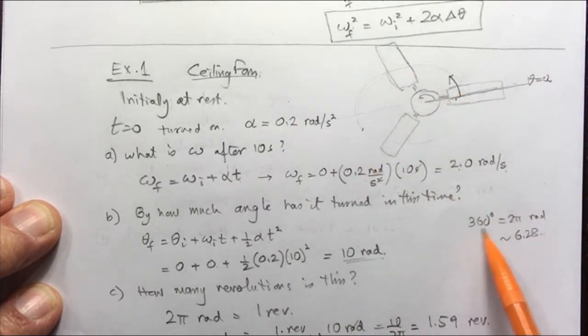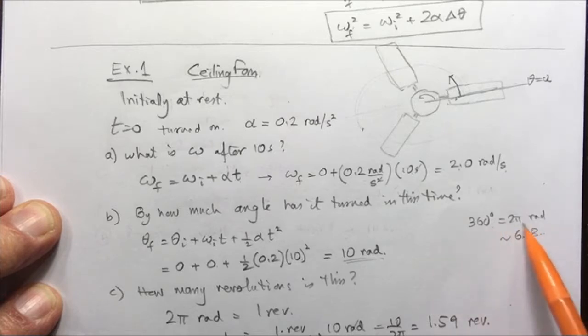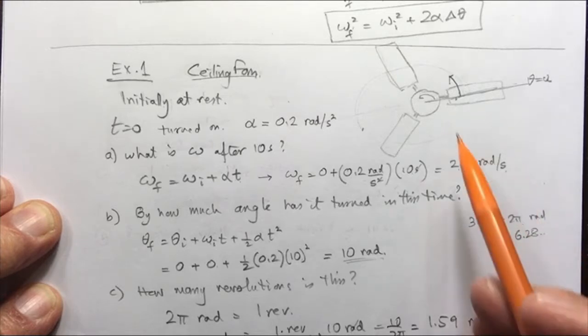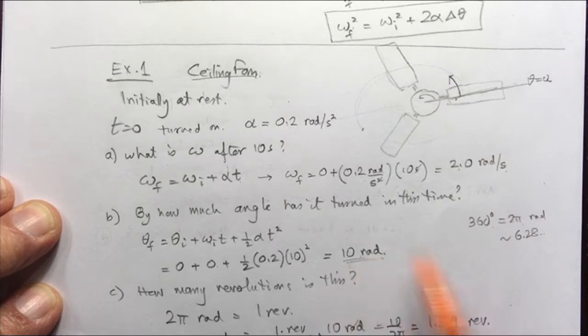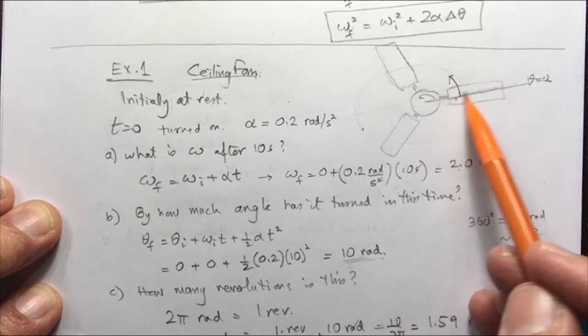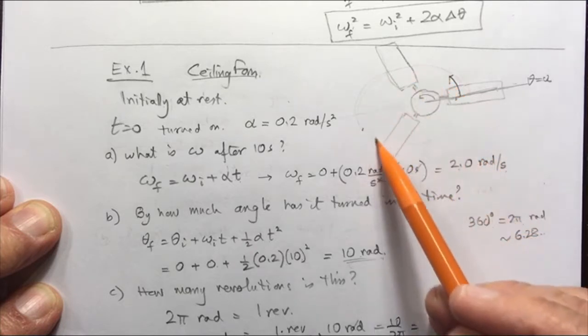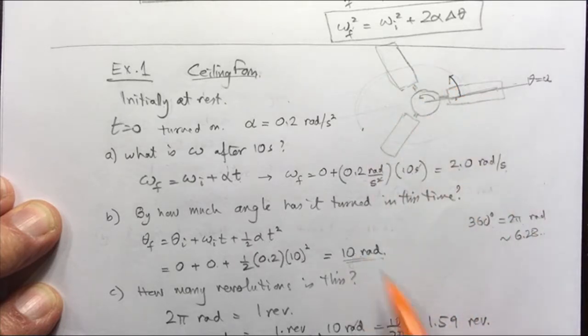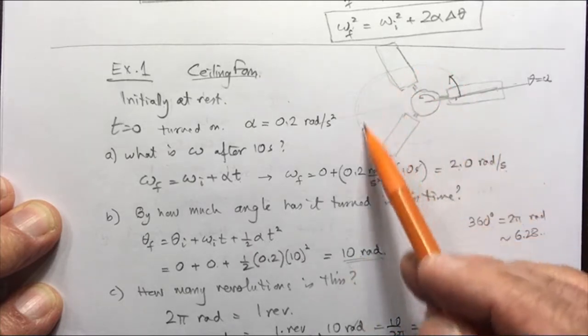Now 360 degrees is 2 pi radians, which is around 6.28 or so. So that means 10 radians is more than one full circle. So this wing would have made one full circle, and it's about somewhat more than that.